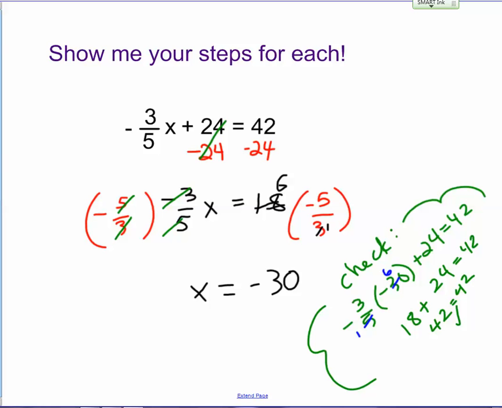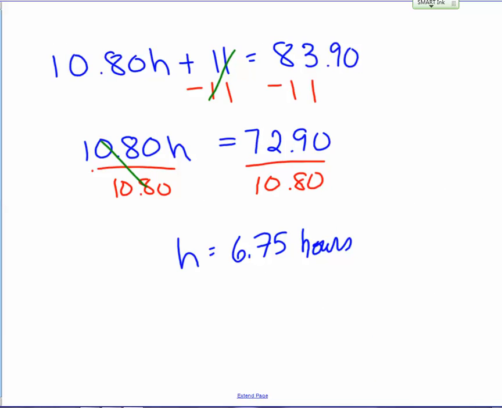And when we do our check, negative 3/5, we just put our negative 30 back in our original equation. And this is 5. This 5 divided by 5 is 1. Negative 30 divided by 5 is negative 6. Negative 3 times negative 6 is a positive 18, and 18 and 24 has to add to 42, and it does. 12 carry 1, 42. So we know we're right again.